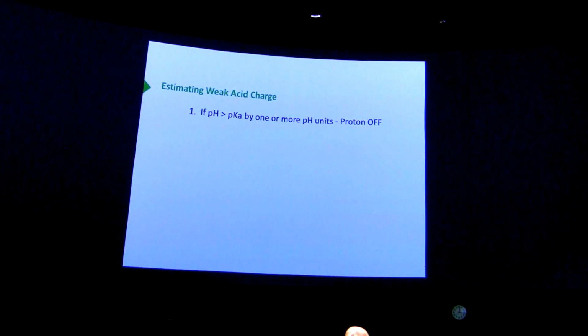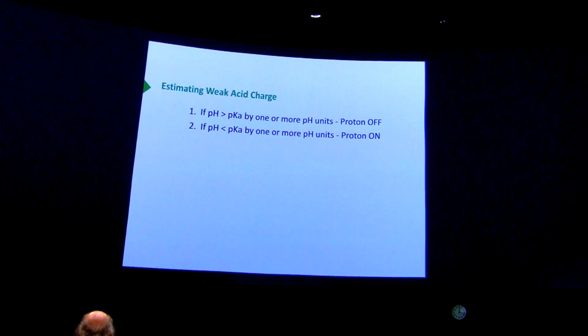Okay, so the rule I gave, this is one thing I won't give you on an exam, is something that you need to know. Estimating charge of a molecule. If the pH is greater than the pKa by 1 or more pH units, for the purpose of estimation, you may say the proton is off. Notice I said for the purpose of estimation. If the pH is less than the pKa by 1 or more units, the proton, you may assume, is on.